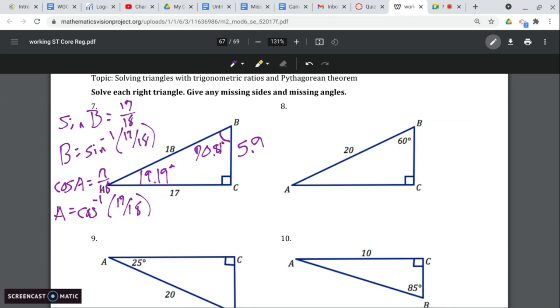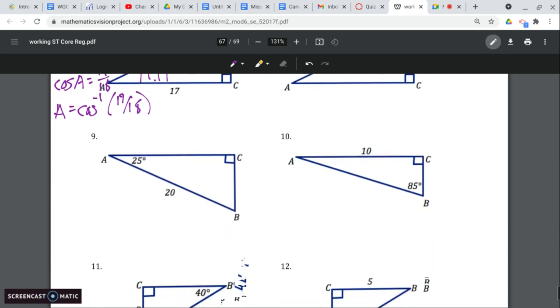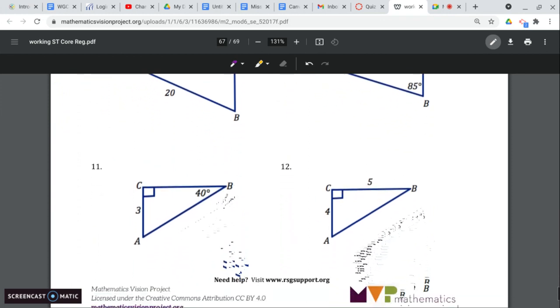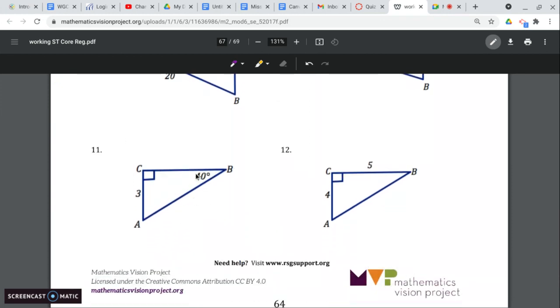All right, so that's what happens. This is what we have when we don't have any of the angles aside from the 90 given to us. Now, number 11, we're given one of the angles and one of the sides. So it works a little differently in this case. Finding the angle is going to be easy. We just take 90 minus 40, which gives us 50.